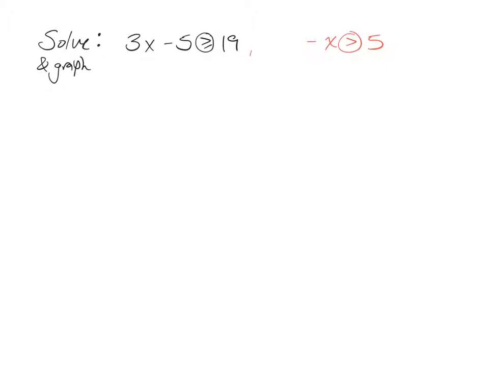But just like any other example, if you are trying to solve for x here, you would simply just first add 5 to both sides. So I'm going to add 5 to reduce that to 0, and I'm left with 3x is greater than or equal to 24. I will then divide by 3 to completely isolate the x and get x is greater than or equal to 8.